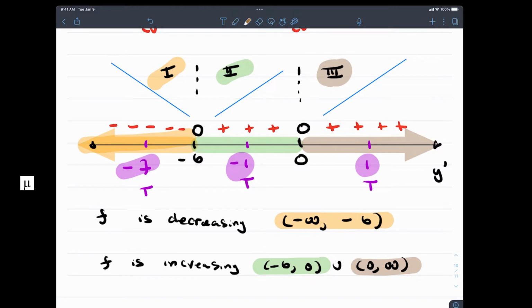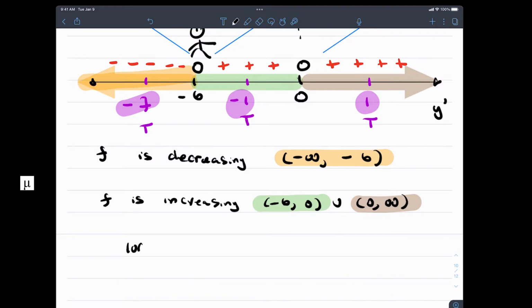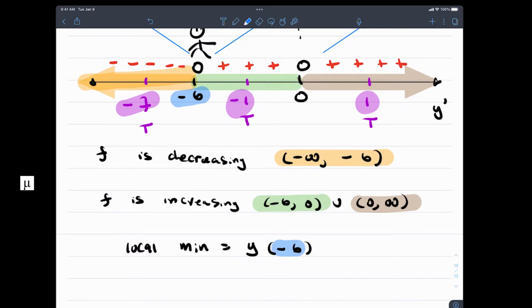Don't say from -6 to infinity. Why? Because at 0, the derivative is 0. 0 is not positive. Okay, 0 is not negative. 0 is neutral. So if you stand at this point, that's called a what? You have a what? A local min at y of -6. You're having that local min at this value. Really, -6 is not the local min.